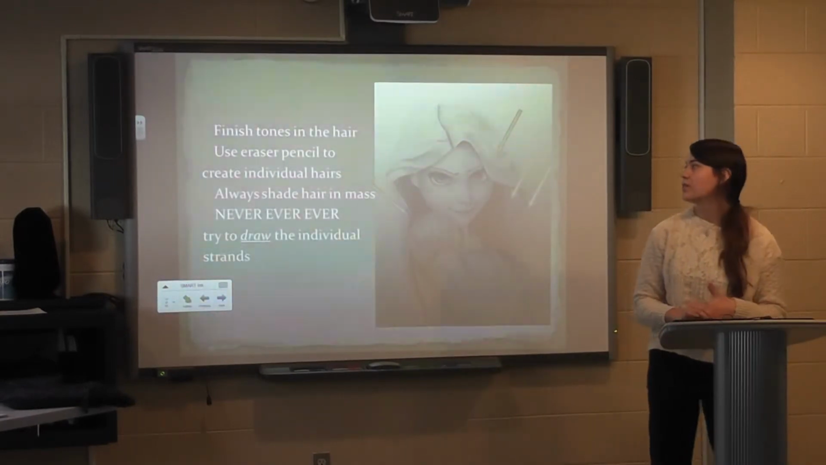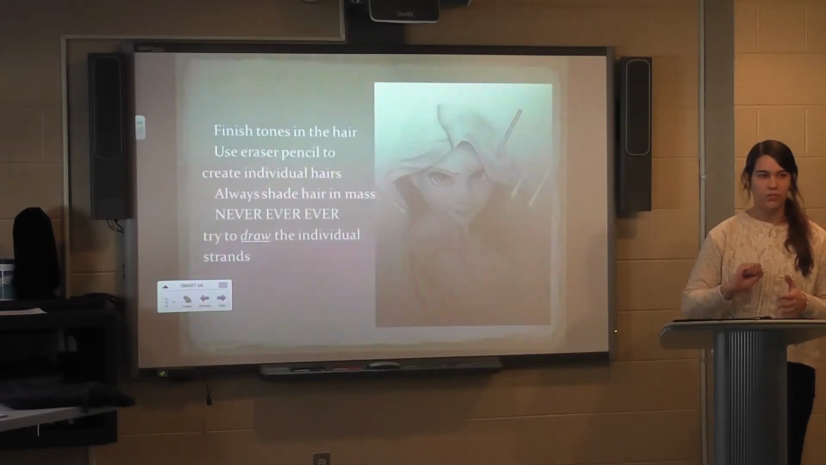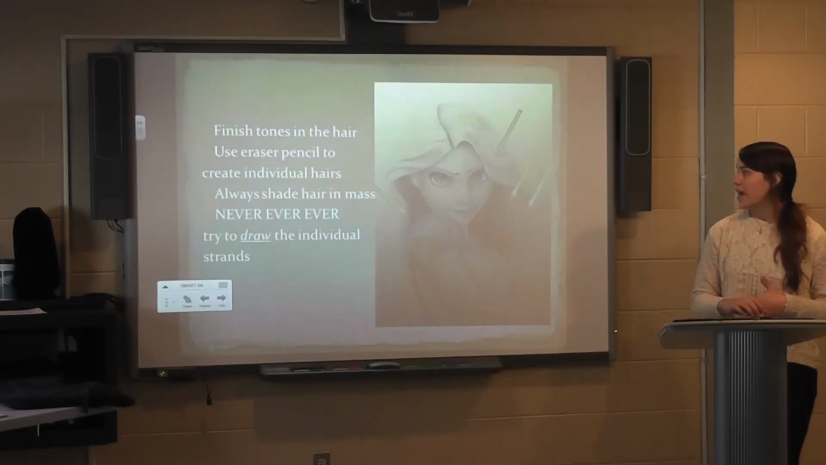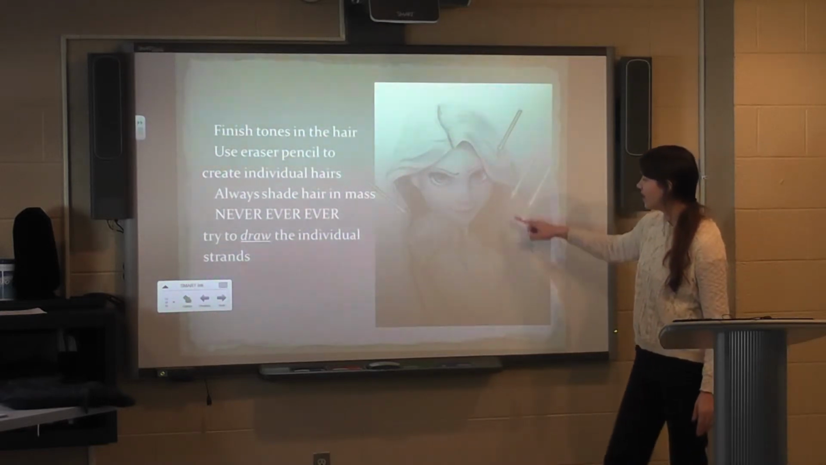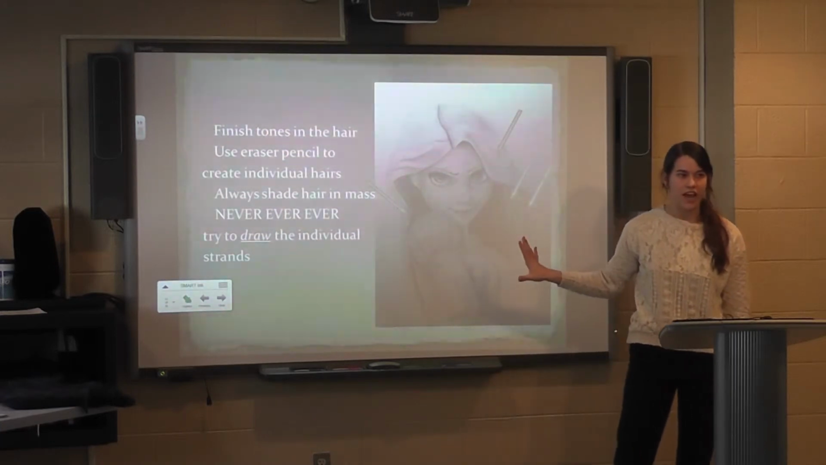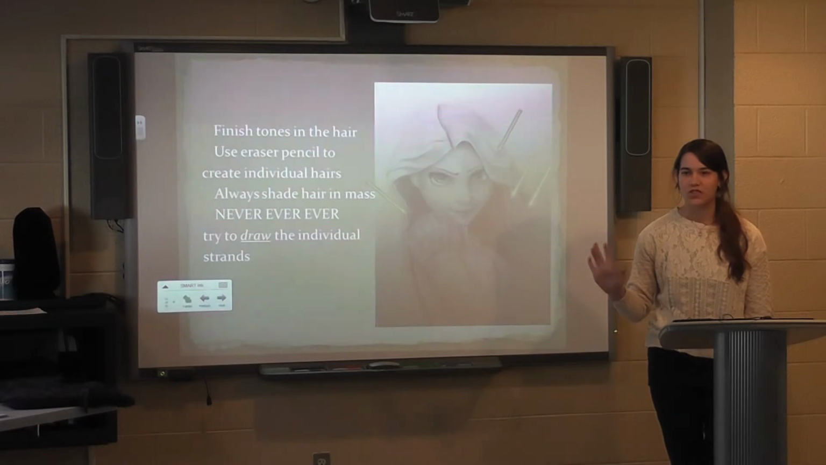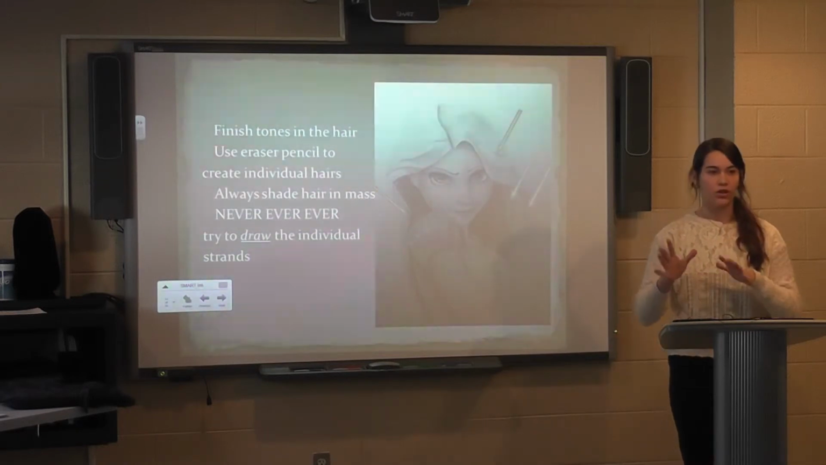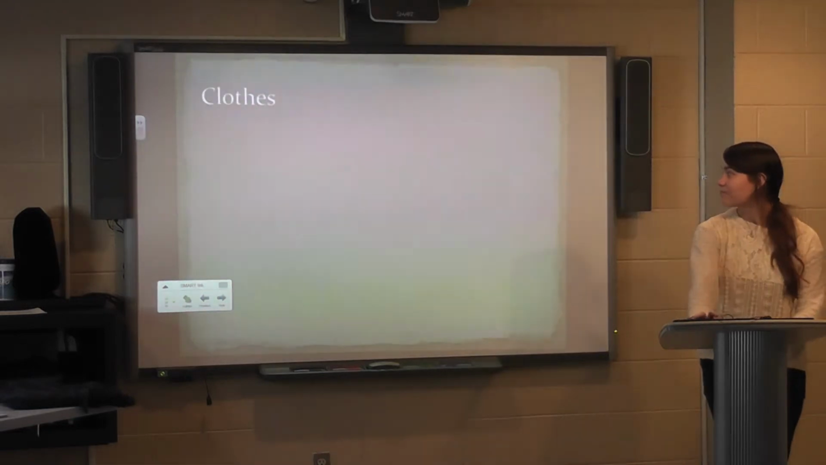You're going to finish the tones in the hair, again, using a pencil, and use a stub to blend them all together. Then use an eraser pencil to come back and create these individual lines in the hair. You always want to shade hair as a mass, because if you try to draw each individual strand, they aren't going to have a glow that makes hair recognizable as hair. It's going to look like spaghetti.